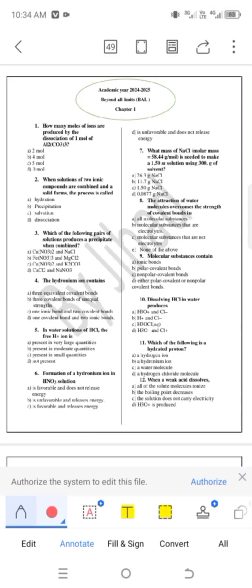In this video I'm going to solve the questions of the sheet which I have shared with you. Question number 1 to 12.